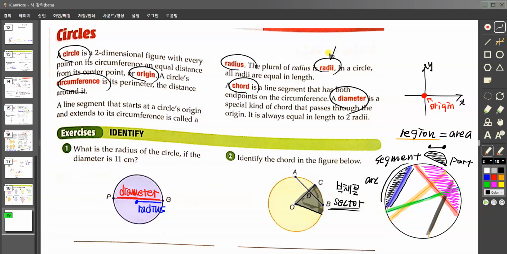What is radii? Radii is the plural of radius. If there is more than two radius, then it's radii.